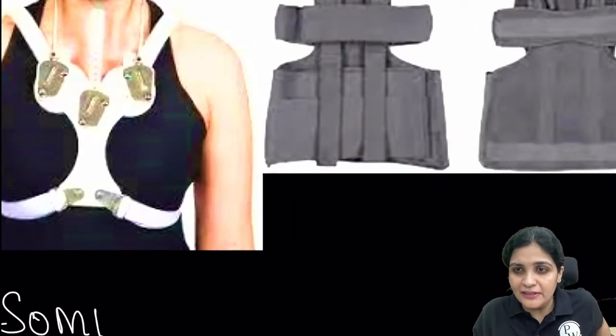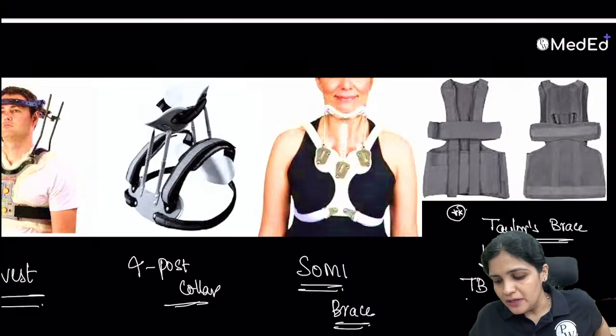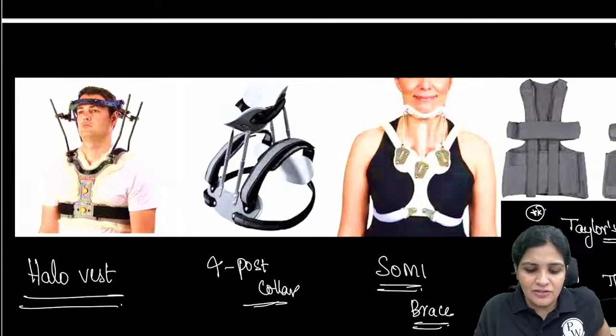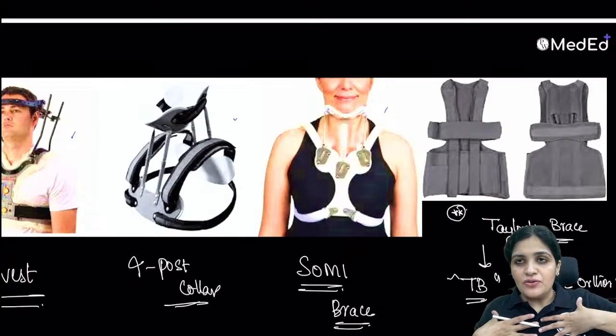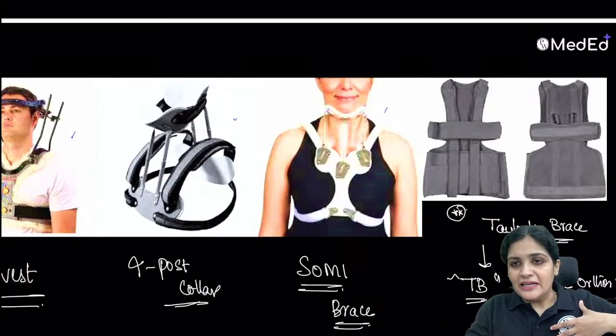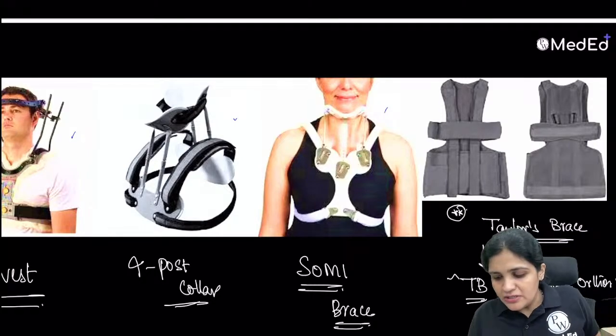Even if you forget all the 3, this is very, very important. What is this brace? This is your Taylor's brace, mostly used for tuberculosis. If you see, it is a thoracic orthosis. All these are almost cervical, right? All the 3 are cervical. But here, this is a thoracic and lumbar corset. Taylor's brace is enclosing both your thoracic and your lumbar.